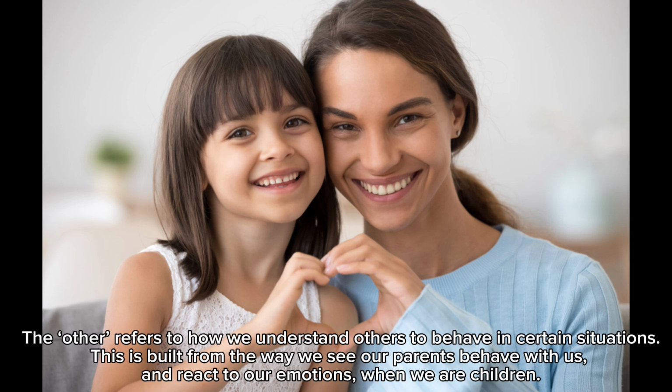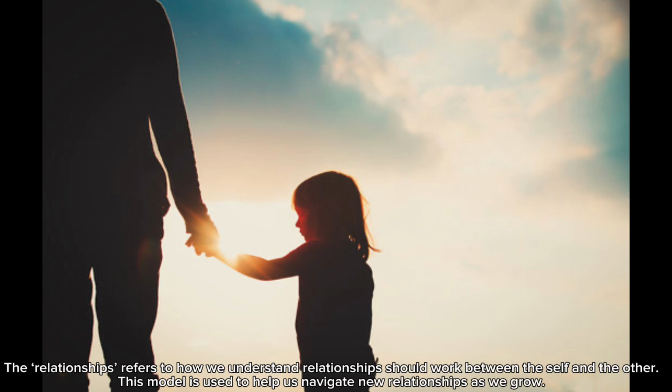The other refers to how we understand others to behave in certain situations. This is built from the way we see our parents behave with us and react to our emotions when we are children. The relationships refers to how we understand relationships should work between the self and the other. This model is used to help us navigate new relationships as we grow.